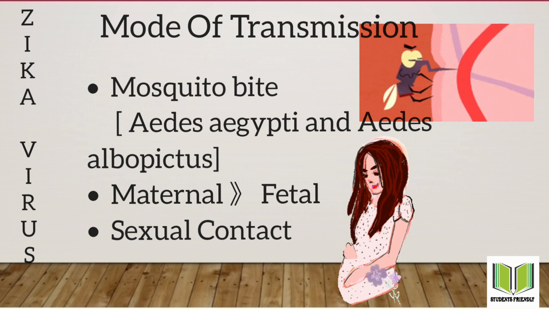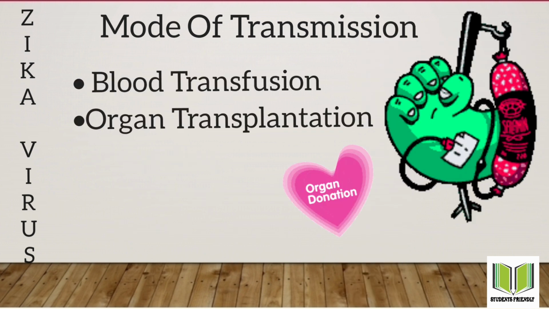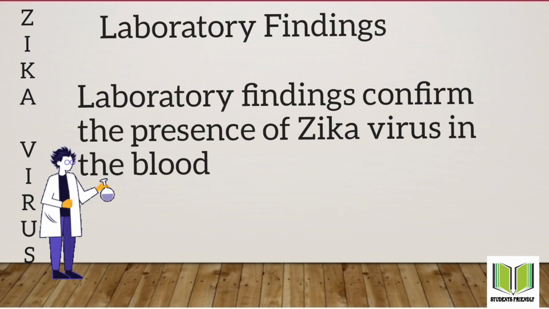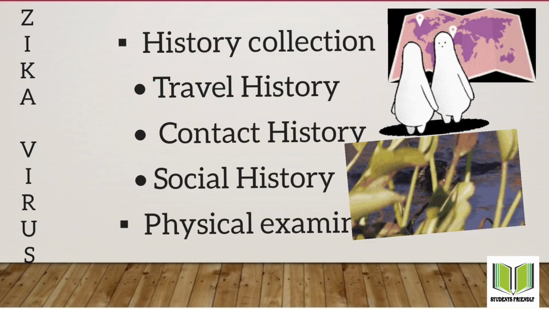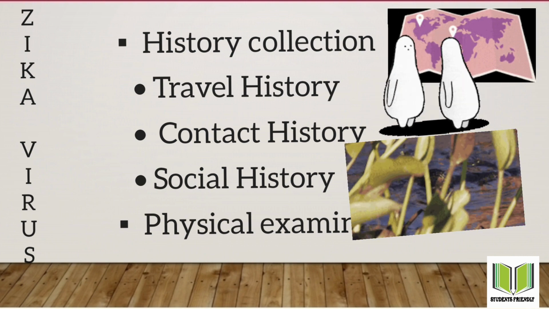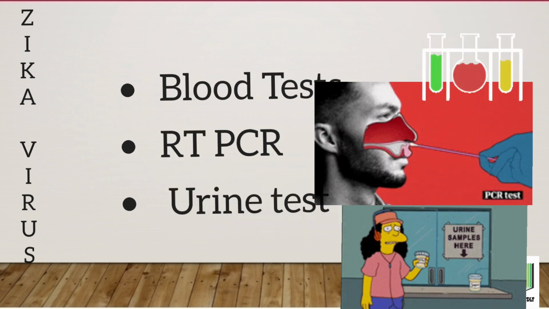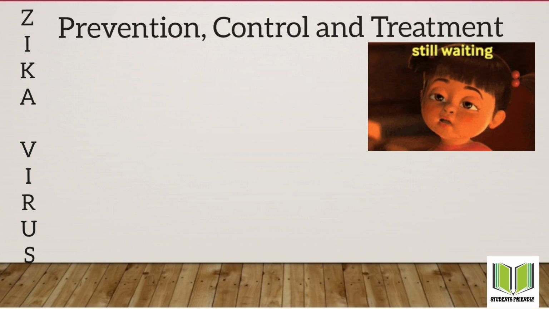Sexual contact: sexual transmission from an infected person. It is more possible for Zika to be spread through unprotected sexual contact than through blood transfusion and organ transplantation. Next, laboratory findings. Laboratory testing can confirm the presence of Zika virus in the blood. History collection: travel history, contact history and social history, physical examination, blood test, RT-PCR and urine test. Prevention, control and treatment.